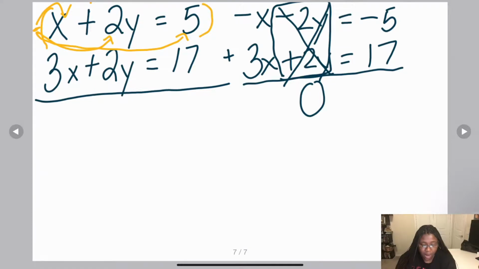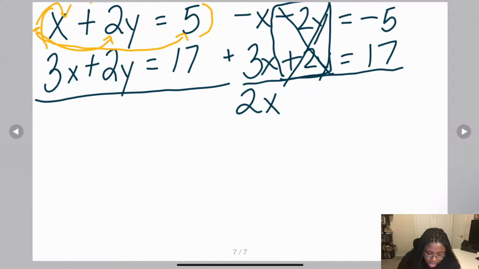But now that I have my y values eliminated, I'm still working on the problem. We're not done. So I'm going to take negative x, and I'm going to add that to my 3x. That will give me positive 2x. I'm going to erase the 0 because we know that 0 is 0. We don't need to pay attention to it. And then negative 5 plus 17 should be 12.